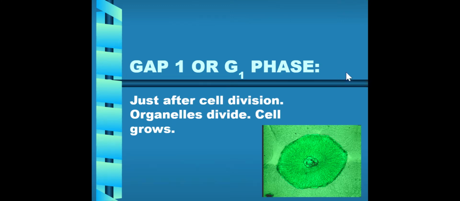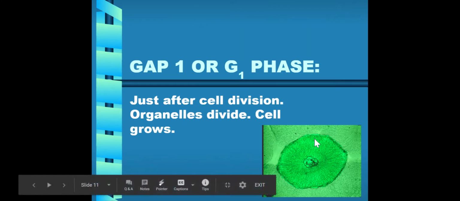Part of interphase is called gap 1, or sometimes it's shortened to G1 phase. It's right after a cell's divided, so you can think of it as like a little baby cell. Now, what does it need to do? It needs to grow. Inside, there's all these organelles. Remember, we talked about organelles. They each have a job to do in the cell. Well, it needs to make more organelles, like more mitochondria, more ribosomes, and the cell generally gets larger.